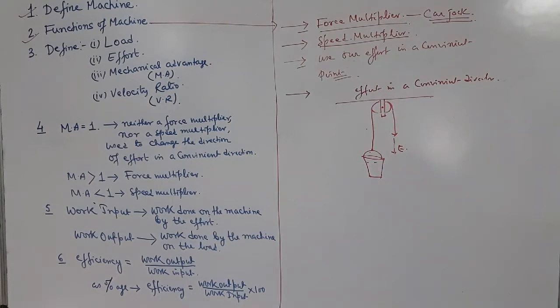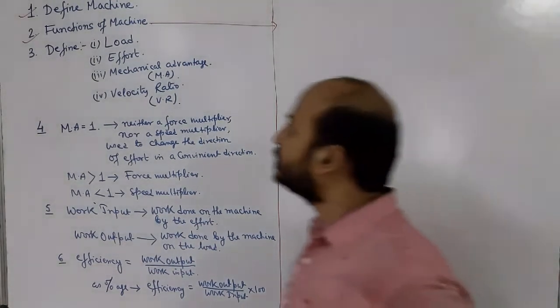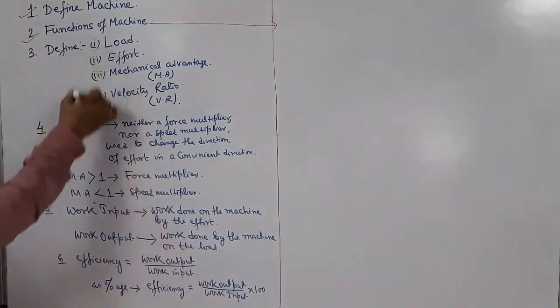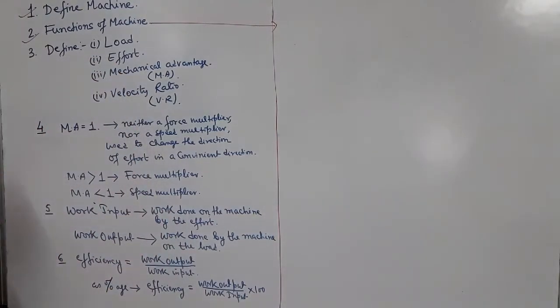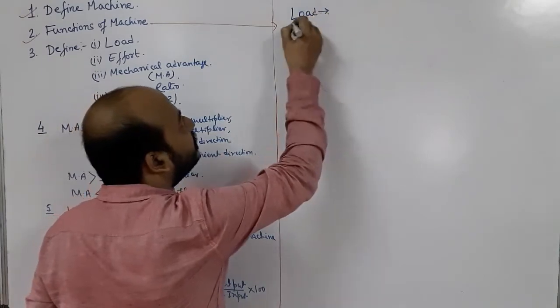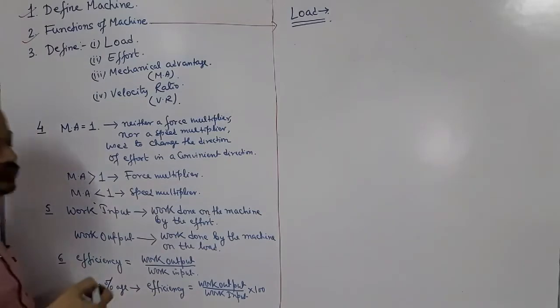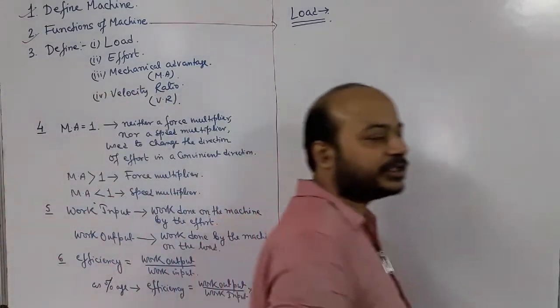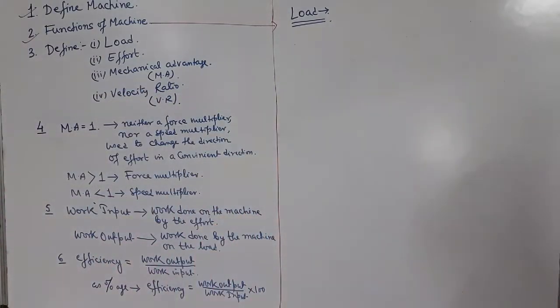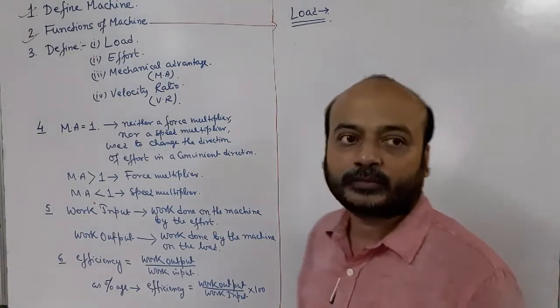Okay, next we'll see about these terms that we generally use in machines: the load, effort, mechanical advantage, and velocity ratio. Now load means the resistive force that we overcome by using a machine. The resistive force that is to be overcome, that is called the load.